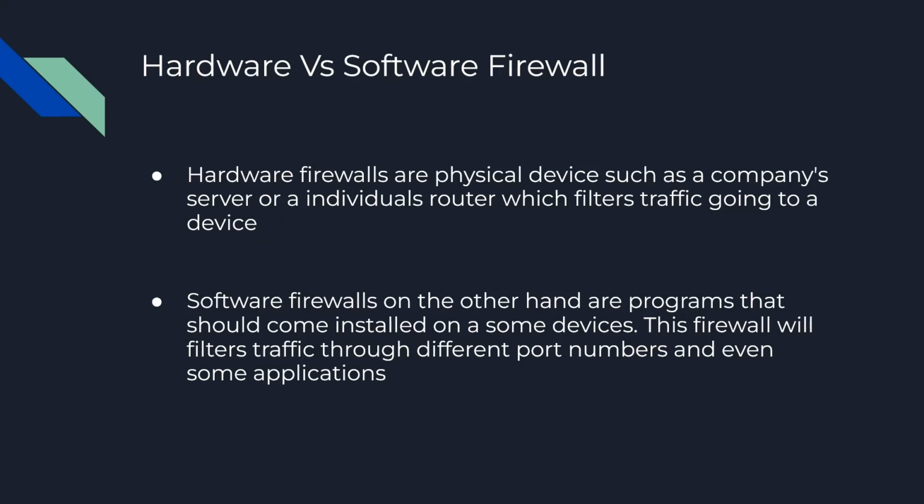Now, there are two types. There are more, but these are the main general types: hardware and software firewalls. Hardware firewalls are a physical device such as a server or your router. These are going to be filtering any traffic going to your devices that are on your network, as we saw in that very simple picture before.